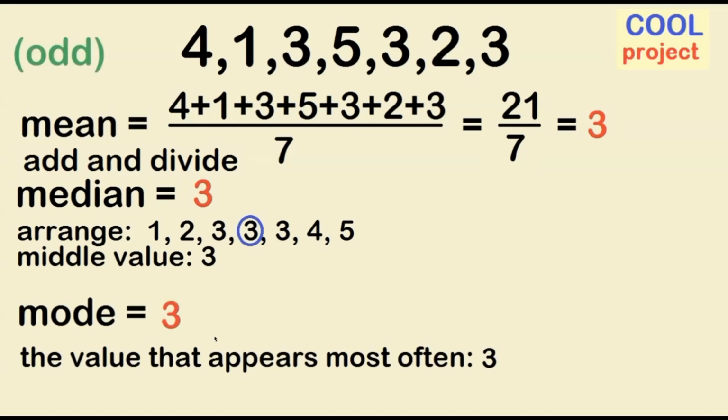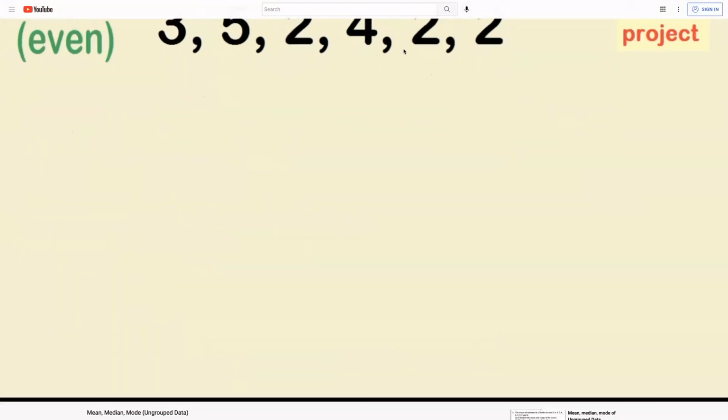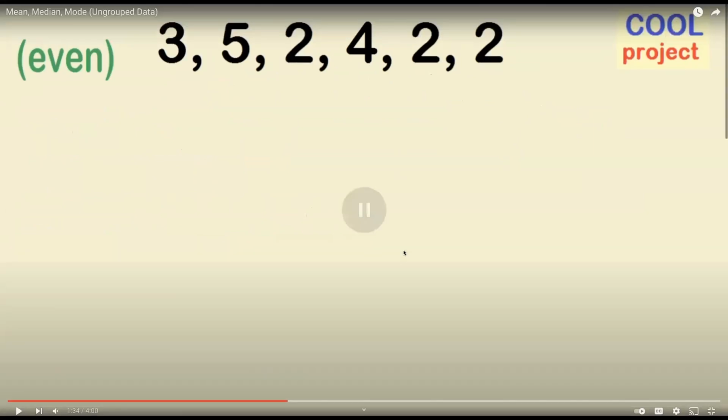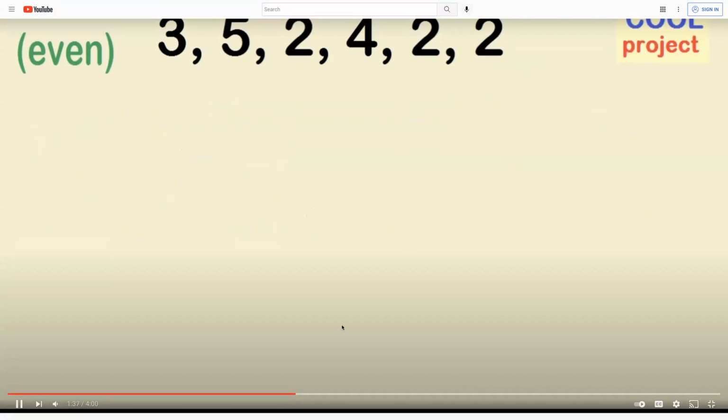Remember that the number of data values is odd. What if it is even? Find the mean, median, and mode for the set of data values: 3, 5, 2, 4, 2, 2.